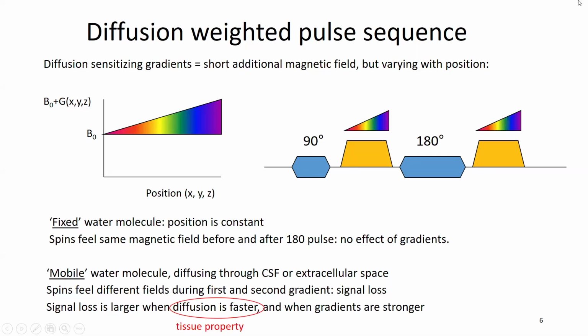So, the diffusion is faster. That is a tissue property. So, it's either you have CSF, where the diffusion is really fast, or you have tissue, where you have restriction, because you have couscous or macaroni barriers. And the second one is when the gradients are stronger. That's a scanner parameter. So I can adjust on the scanner whether I want these orange gradients bigger or larger.